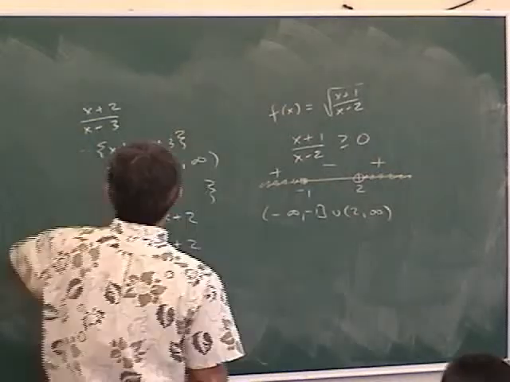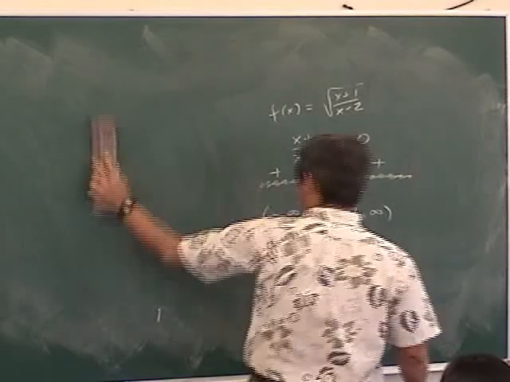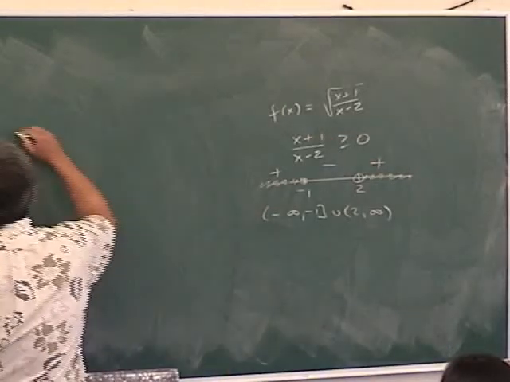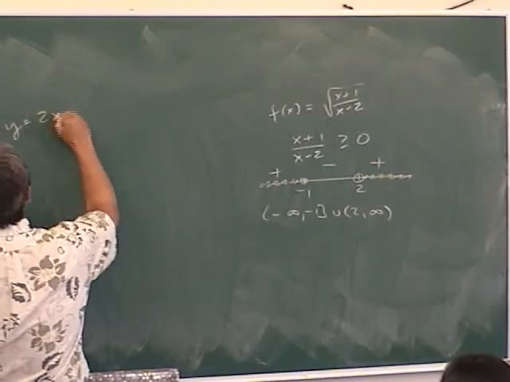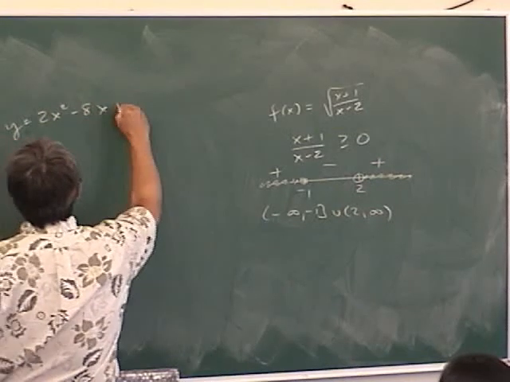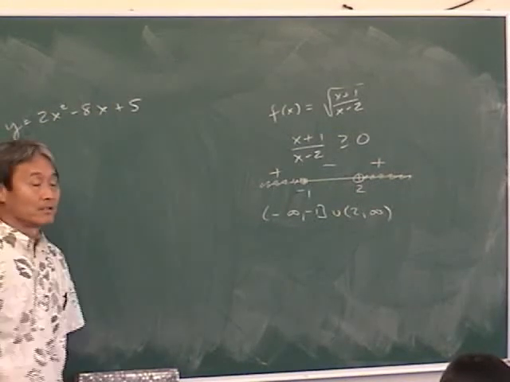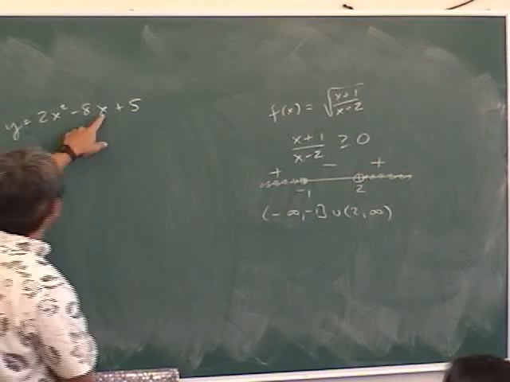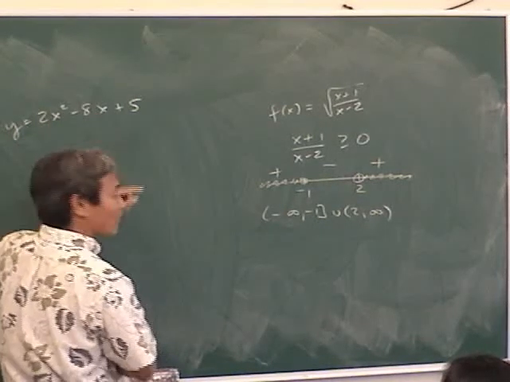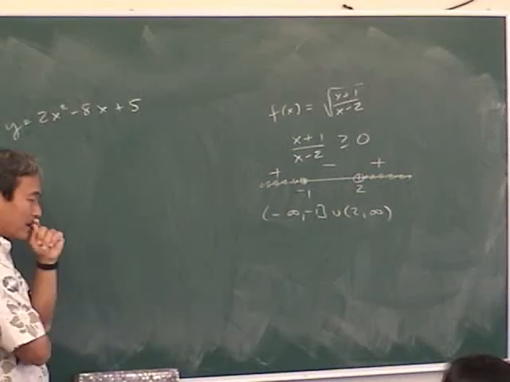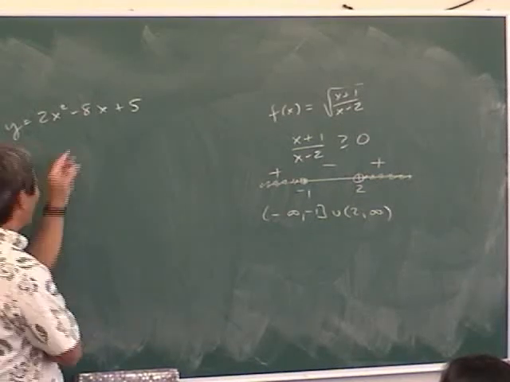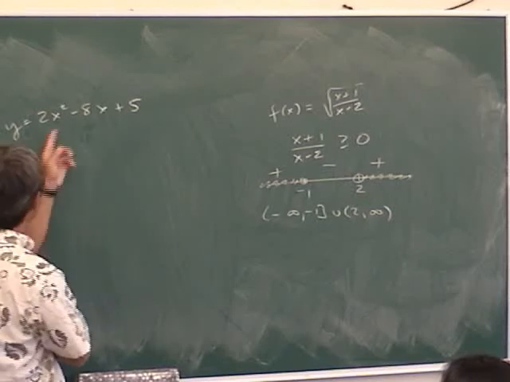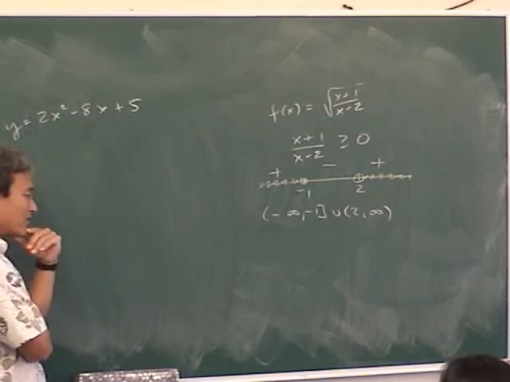Okay, now let's kick it up a notch. y equals 2x squared minus 8x plus 5. Find the range of this. Okay, Mr. Park, you told me that to find range, I have to solve for x. Now, how would you solve for x if there's an x squared and an x term? If you didn't have the x squared term, easy, right? Or if it didn't have this x term, that's easy too. But if you have an x squared term and an x term in there, how the heck do you solve for x?